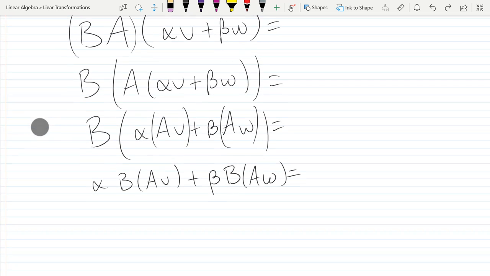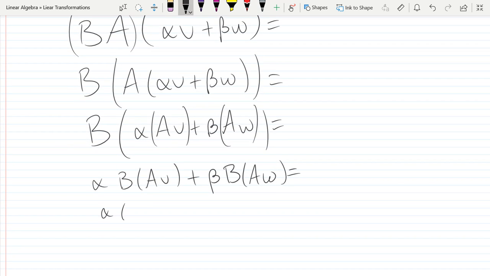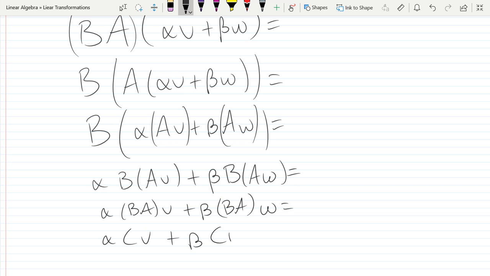And then last step, I'm just going to reassociate. Not changing order, just changing what we multiply first, and then that BA, BA, those are both C. All right, so it does split up over addition and scalar multiplication.